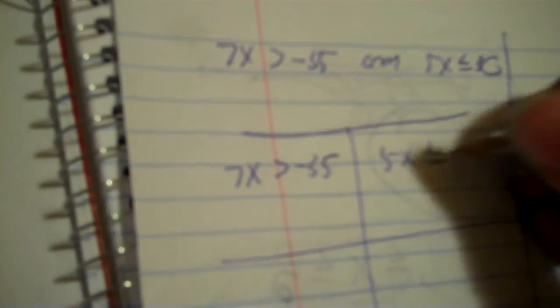Okay, another compound inequality on the next one. 7x greater than negative 35 and 5x less than or equal to 30. Two separate ones, you make a table. On one side you put 7x greater than negative 35. On the other side 5x less than or equal to 30.